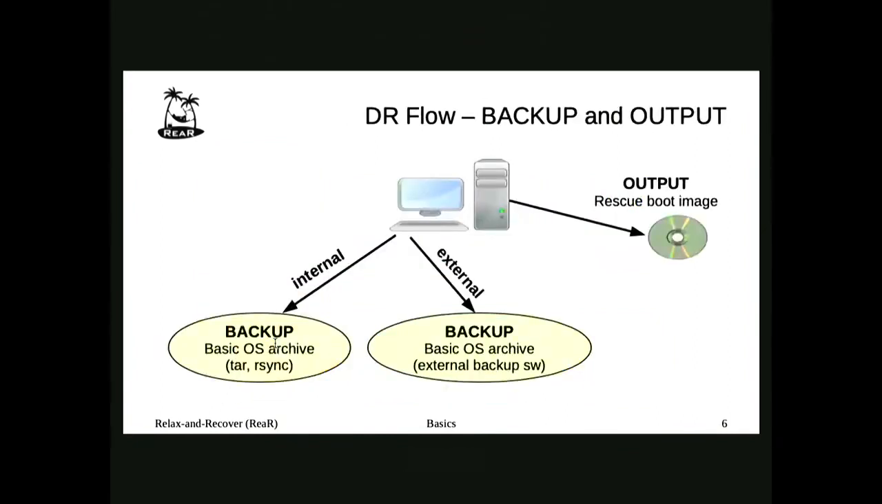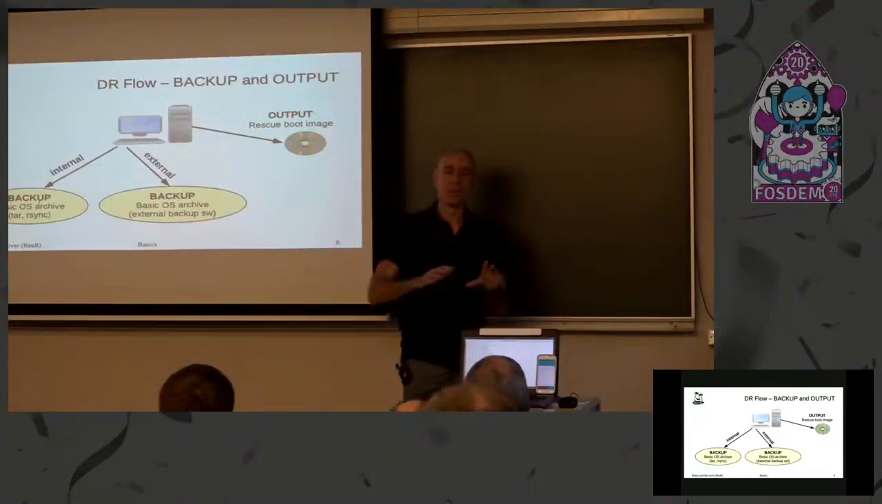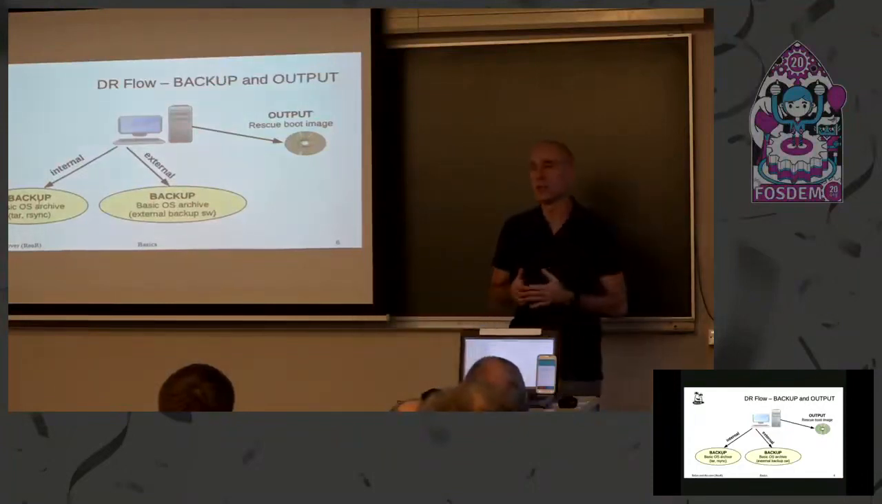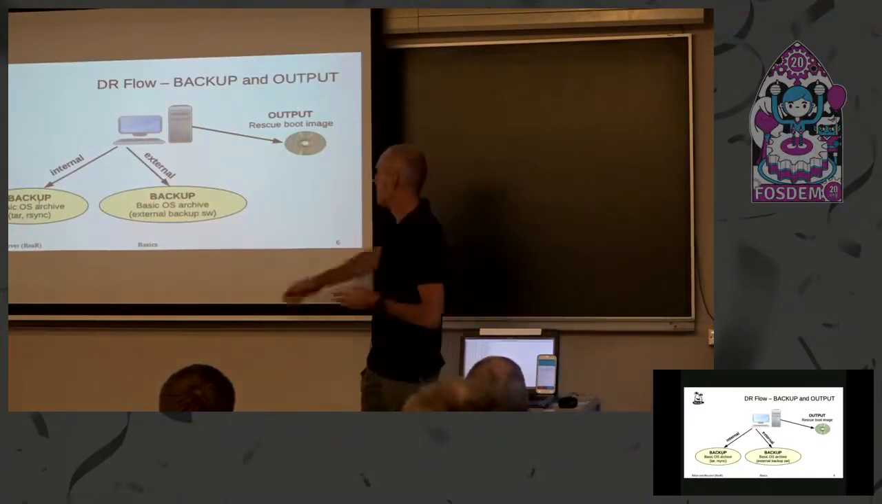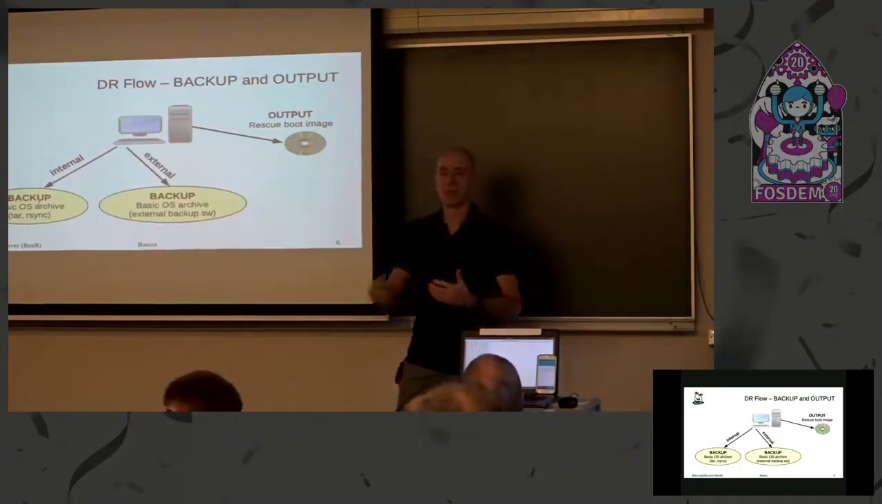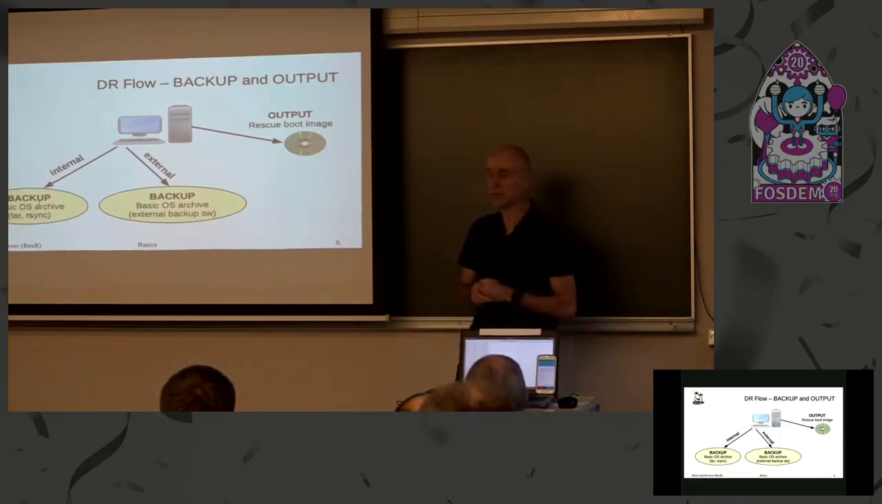Okay, let's explain the backup and the output flow, because that's important to understand. There are two flows. It speaks for itself. Backup is meant to send your backup of your operating system to a means. You have an internal one, which we define as using tar or rsync. Everything which is external can be another program to do backup. For example, Burp. We have done several Burp examples in other presentations as an external backup solution.